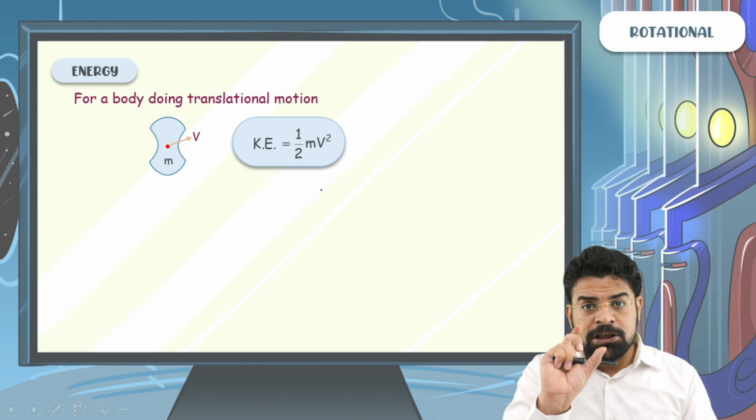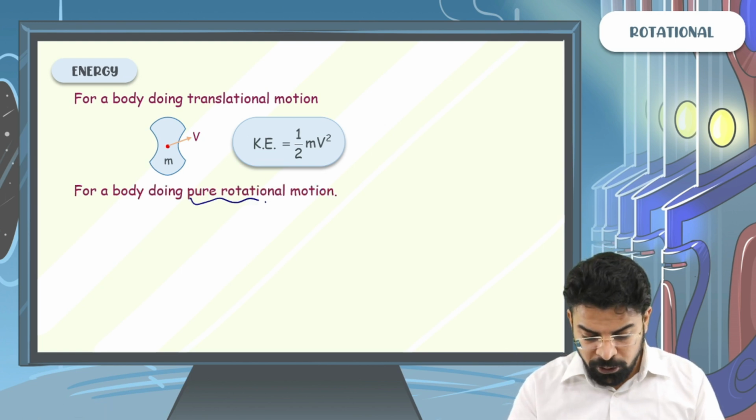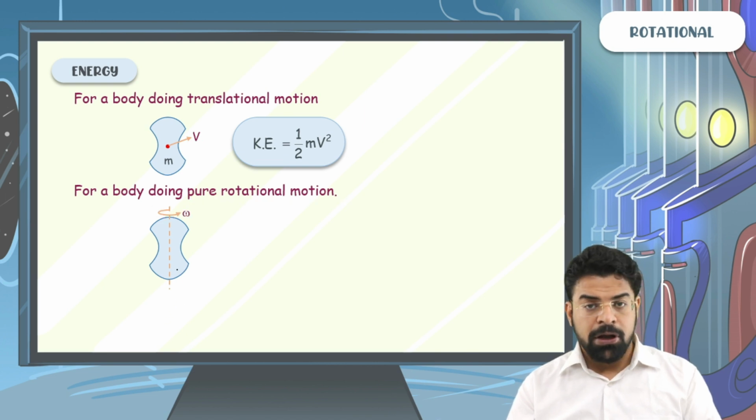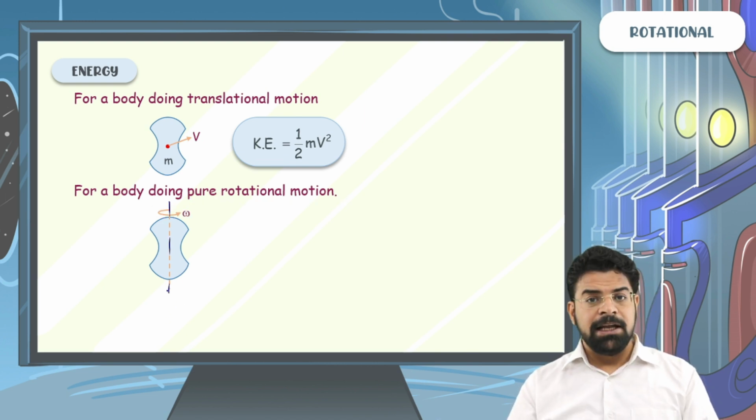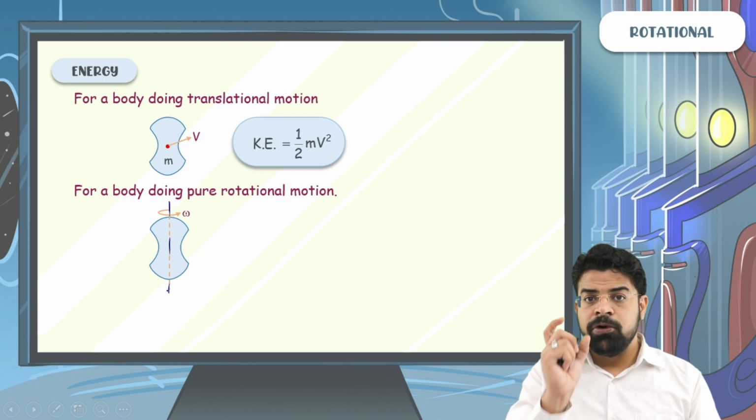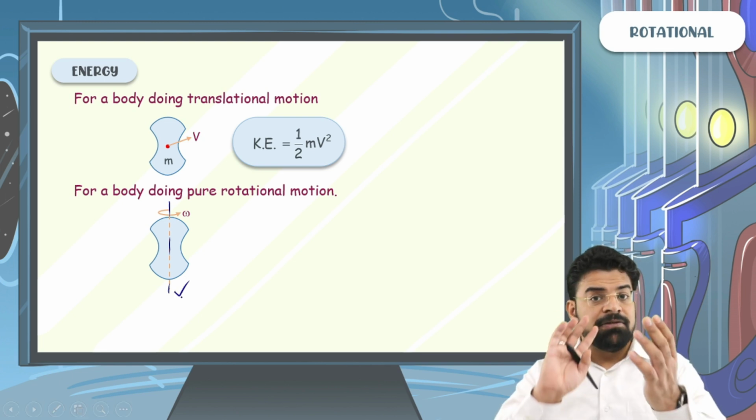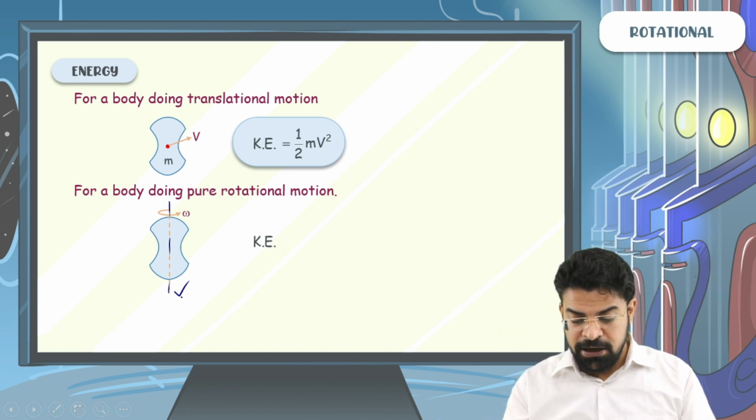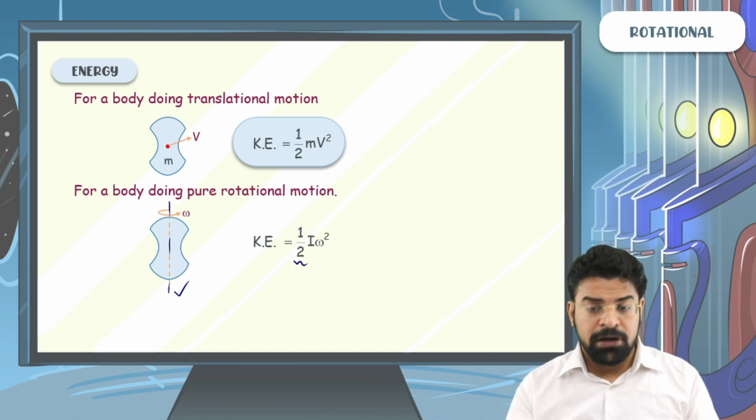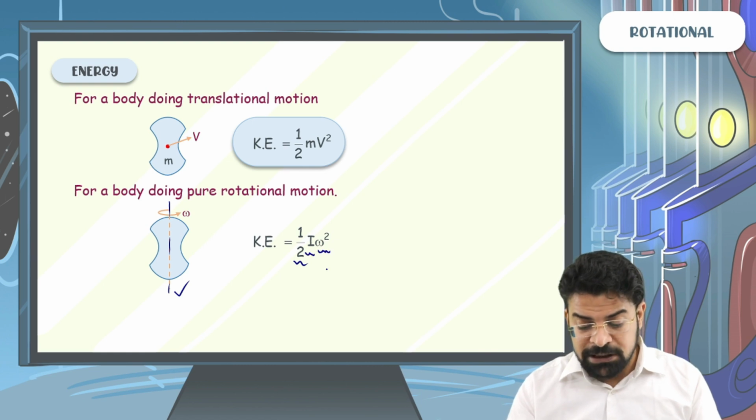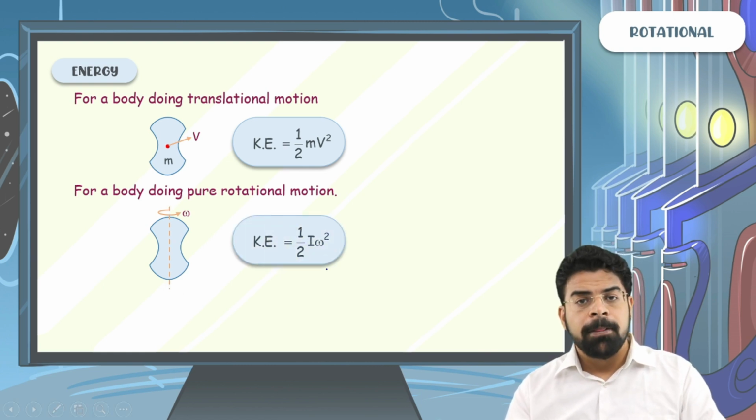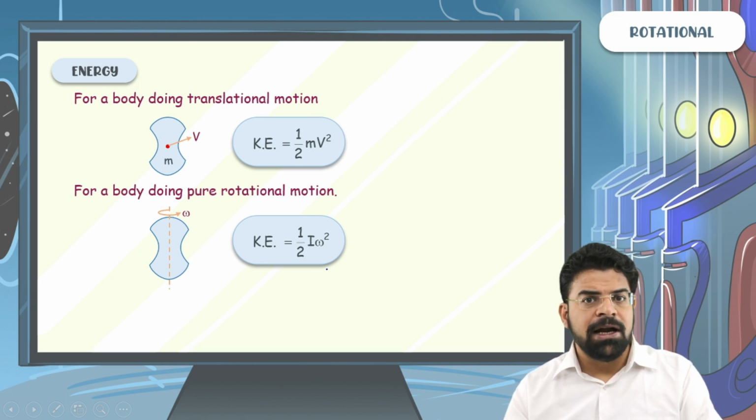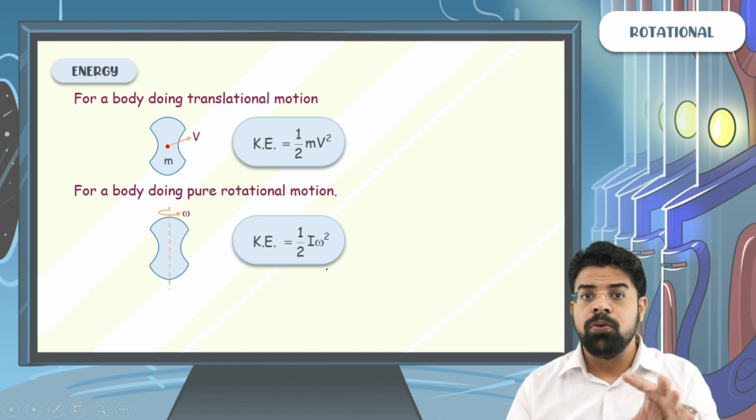Similarly, if a body does pure rotational motion, and let's say the body rotates with an angular velocity omega about an axis, we say that if the body performs pure rotational motion about a given axis with an angular velocity omega, then its rotational kinetic energy is given by half times moment of inertia about the axis into omega square. Remember this. There is one more thing which I tell students to focus on here, and that is how do you write work due to a torque?